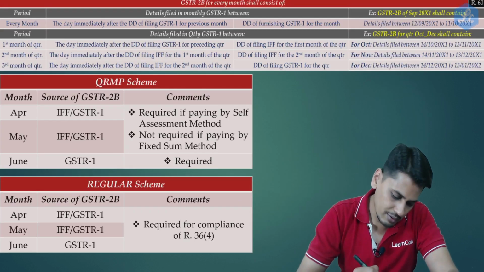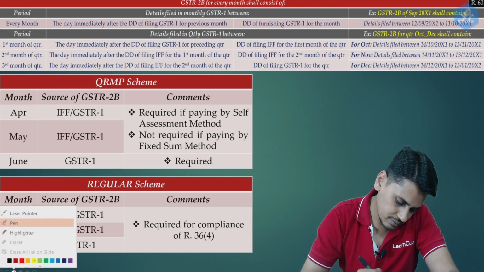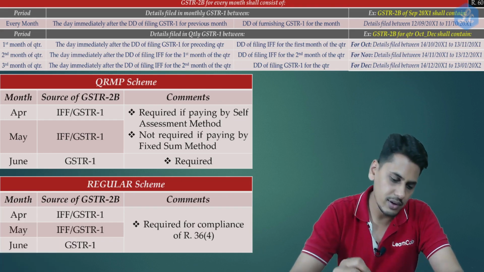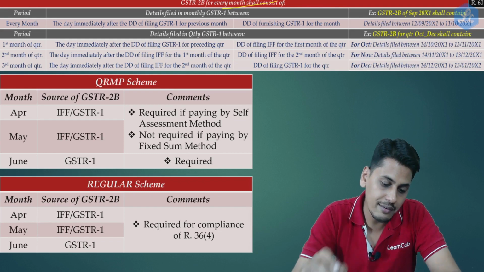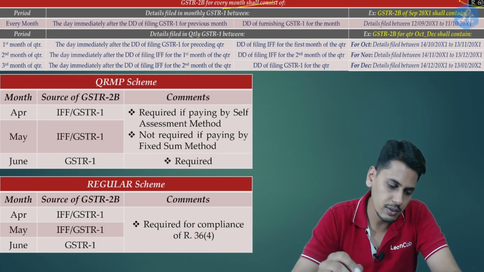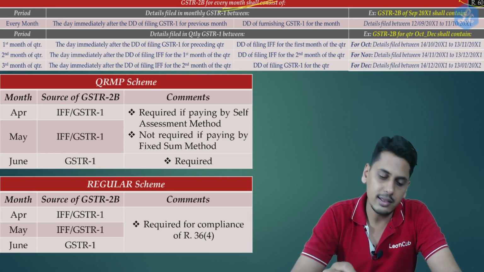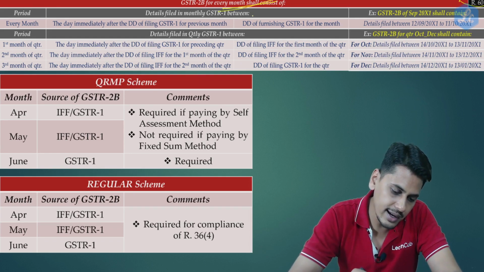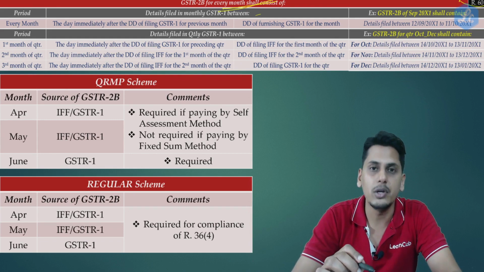So now friends, whatever we have discussed so far, we are just going to see it in the wordings. GSTR 2B for every month shall consist of. We have discussed the entire Rule 60. Let's have a look. GSTR 2B for every month shall consist of details filed in monthly GSTR 1 between.